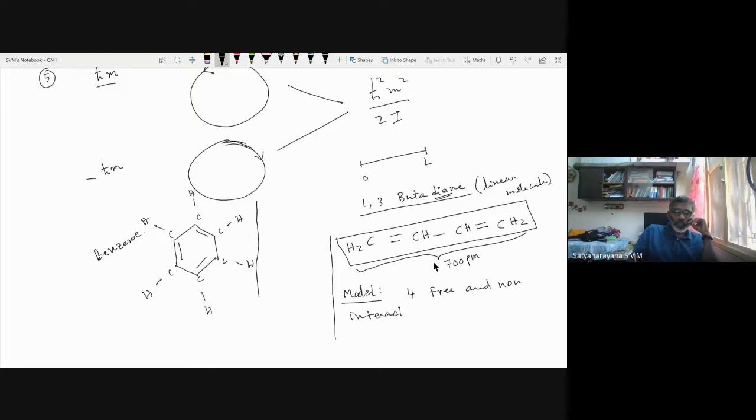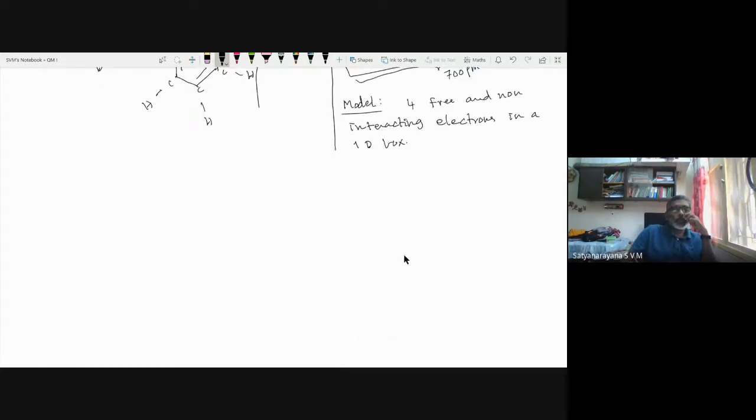Each one of these is an approximation: four free and non-interacting electrons in a 1D box. If you do this, then all we have done for the particle in a one-dimensional box is relevant. Remember, for the particle in a one-dimensional box we had energy levels En equal to n squared h bar squared pi squared by twice m L squared. So this is completely relevant here.